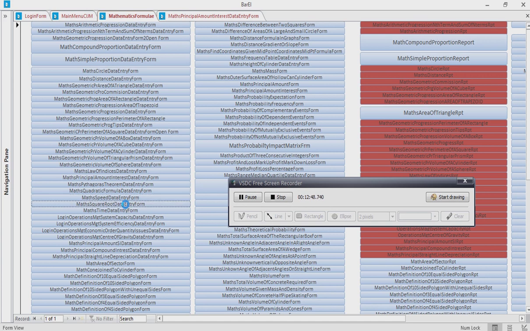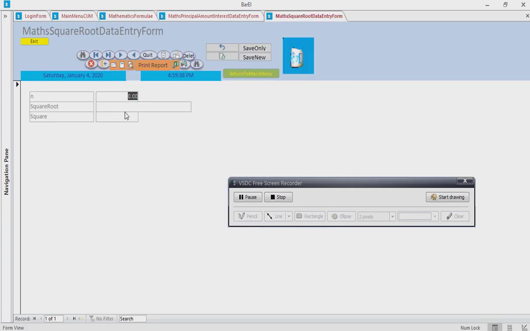Square root. If n is 81, then the square root is 9. And the square is 655,461. If the number is 9, the square root is 3, the square is 81.